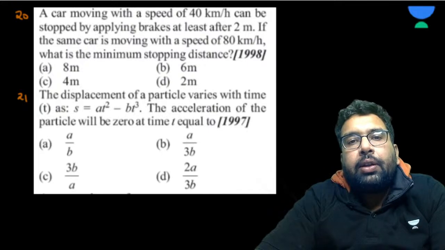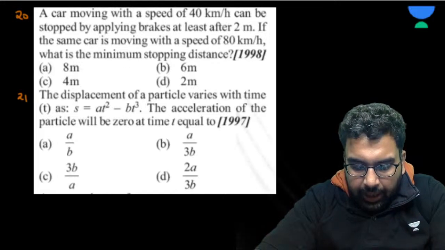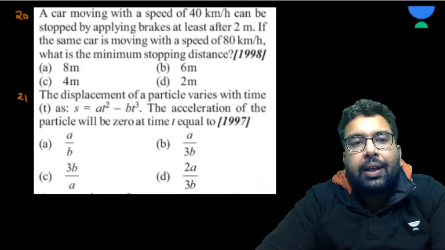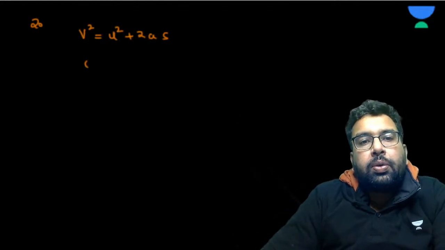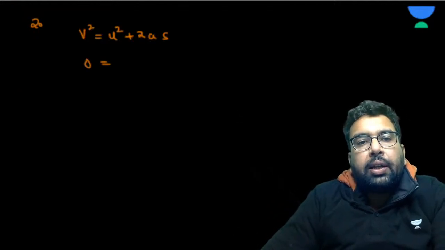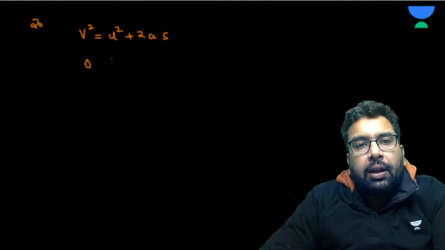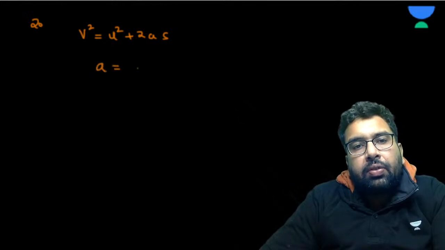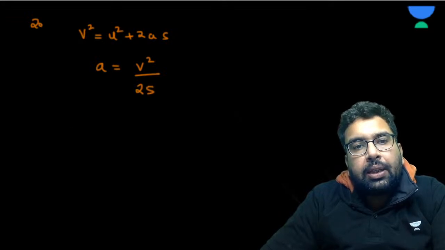So a car moving with a speed of 40 is what I was saying. So see, we have the initial velocity, that is 40 kilometer per hour, and it can be stopped by applying brake at least after 2 meters. So final velocity is 0. Initial velocity is 40. Okay, so let's sort it out like this. So see, acceleration will be, so u is 0, so can I write it is v square upon 2s, isn't it?